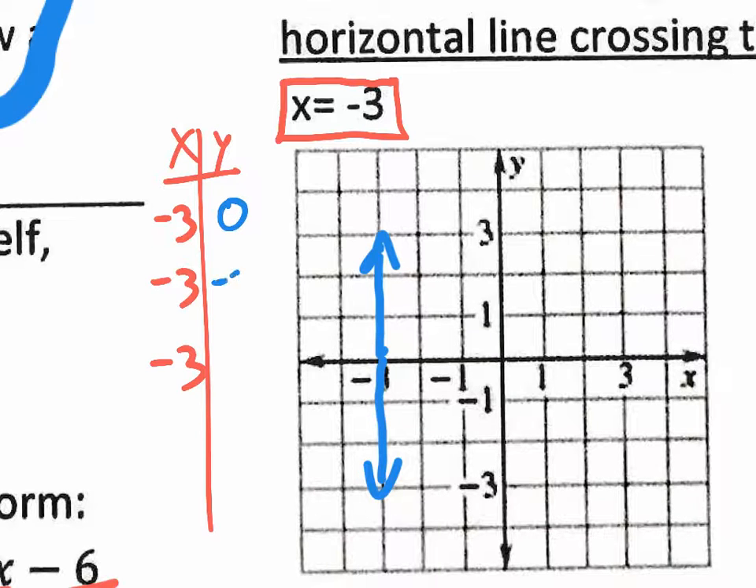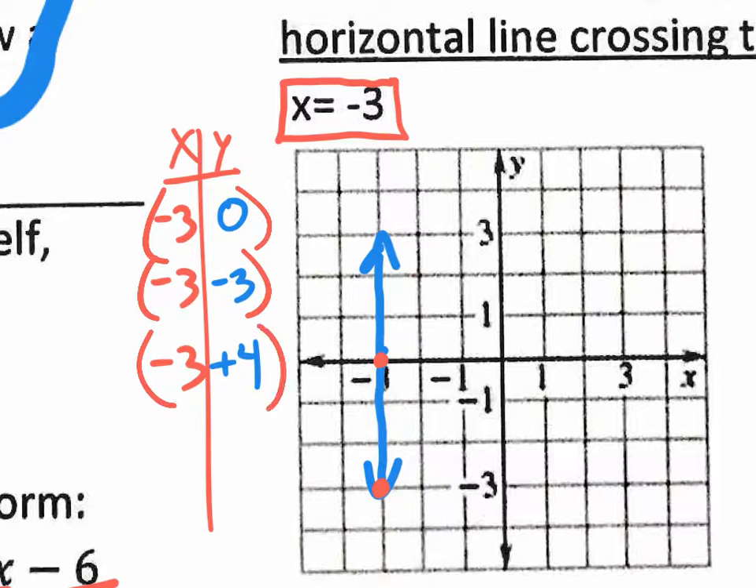You could put 0, you could put -3, you could put +4, whatever you want for y, because there's not even any y's. And these are coordinates. So think about it. If I went to the coordinate (-3, 0), that would be right here. If I went to the coordinate (-3, -3), -3 on the x, -3 on the y, it'd be right there. If I went to the coordinate (-3, 4), it would be up here. What kind of line is it? It's a vertical line going right through the x value of -3. So the shortcut is, if you have x equals -3, go to your x-axis, go to -3, and draw a vertical line through it. If it's x, it's vertical. If it's y, it's horizontal.